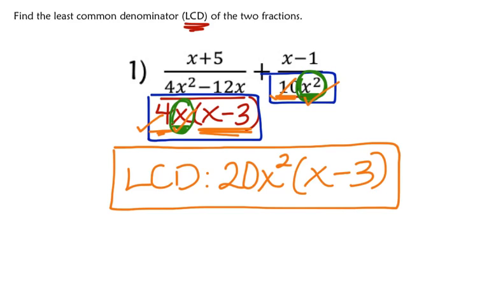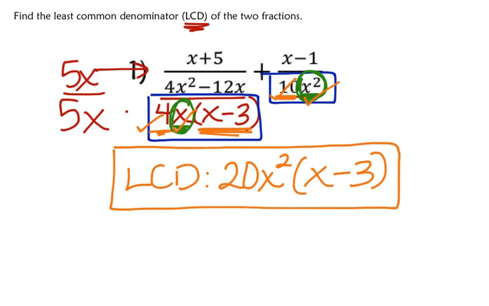So tomorrow we'll be looking at, okay, what would this first fraction be missing in its denominator? And we'll do something like, okay, we'd have to multiply it by a 5 to get it to 20. We'd have to multiply it by 1x to get it to that x squared. And then it already has the x minus 3.